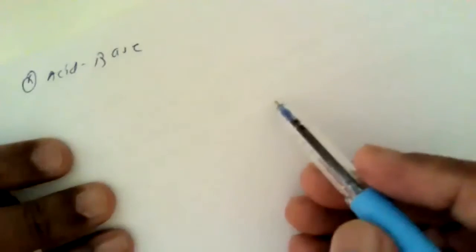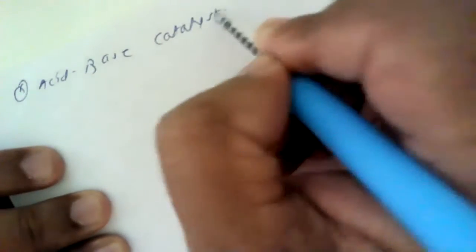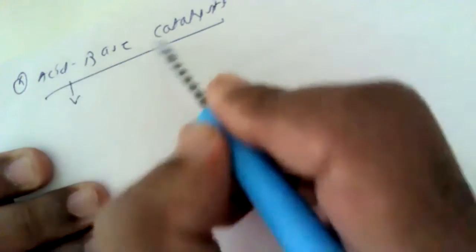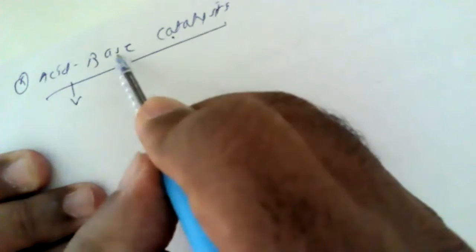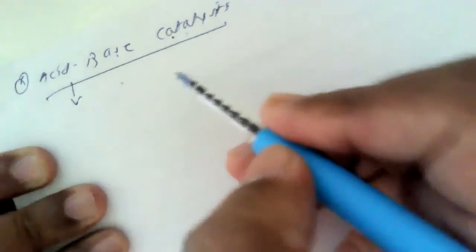Then the fourth type is known as acid-base catalysis. Now the name itself suggests that those reactions which are speeded up by acid are known as acid catalyzed reactions, and those reactions which are speeded up by base are known as base catalyzed reactions.